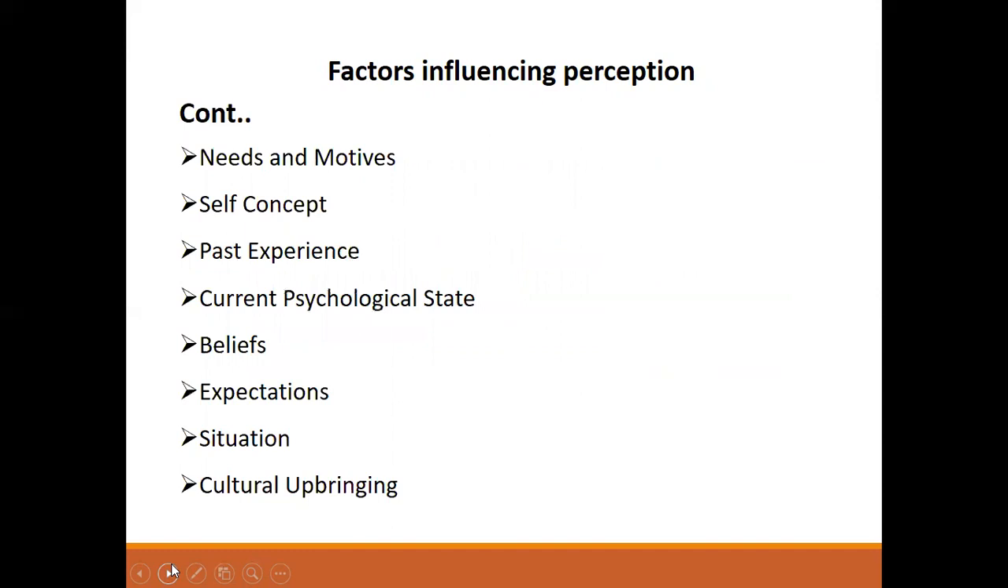Number one, needs and motives. Our need patterns play a very important role in how we perceive things. A need is a feeling of discomfort or tension when one thinks he is missing something or requires something. Therefore, unsatisfied needs or motives stimulate individuals and may exert a strong influence on their perception.